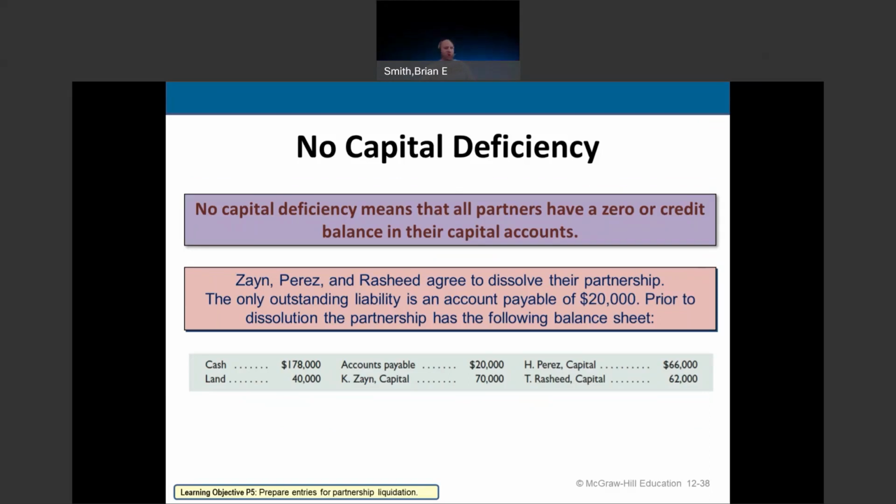So if there's no capital deficiency, they all agree to dissolve. The liability is the accounts payable of $20,000. You see here all the asset accounts versus the capital accounts. They're going to sell the land. Or maybe one of them will say, "Hey, I'll take the land and pay $8,000 on the accounts payable," and then some of the cash. It could be anything they agree to. But let's look and see what we're going to do here.